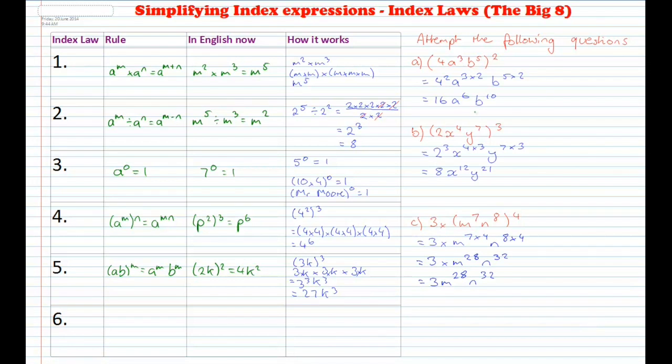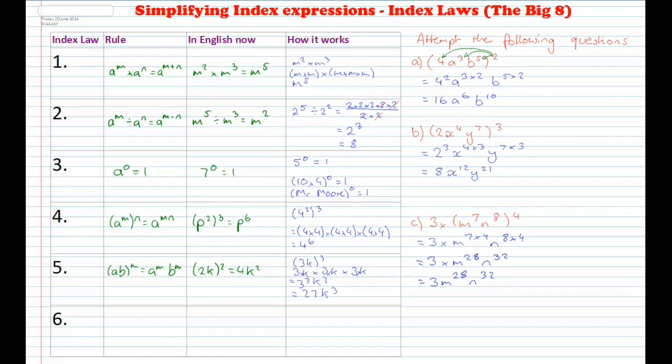Alright, welcome back. Now if you can see here I've got in brackets 4a cubed b to the power of 5 all squared. So what I need to do is put the 2 onto the 4, so it's 4 squared, the 2 to the 3, so it's 3 times 2, and the 2 to the 5, so it's 5 times 2. So I get 4 squared, a to the power of 3 times 2, b to the power of 5 times 2. That gets me 4 squared is 16, a to the power of 6, b to the power of 10.